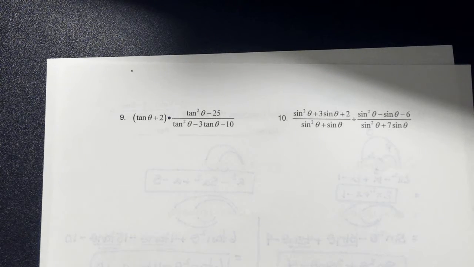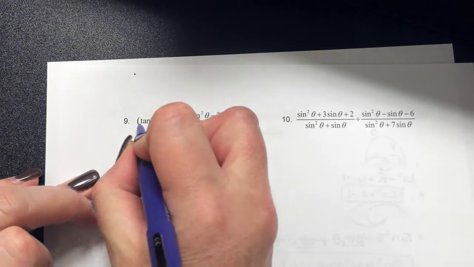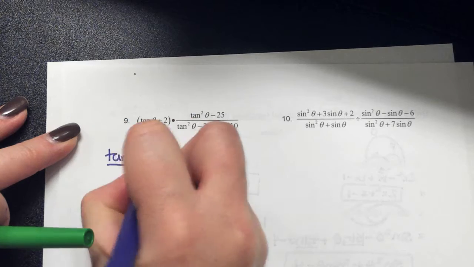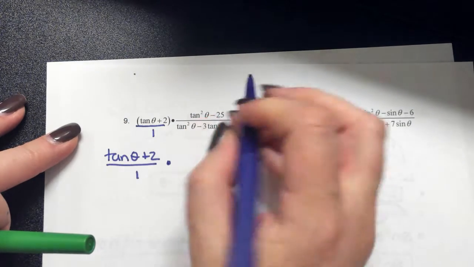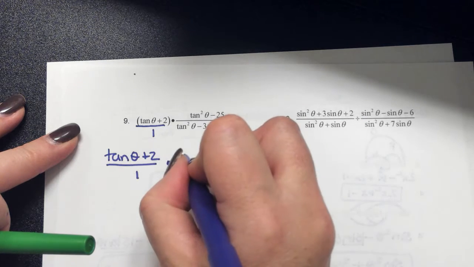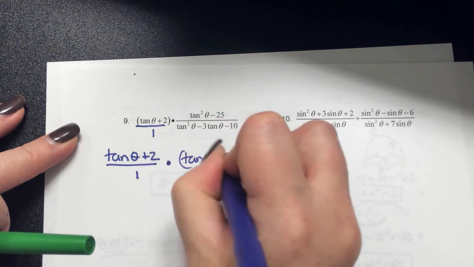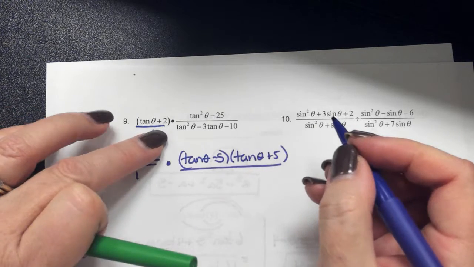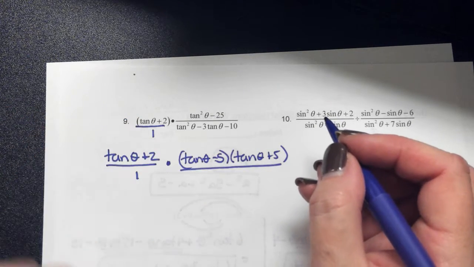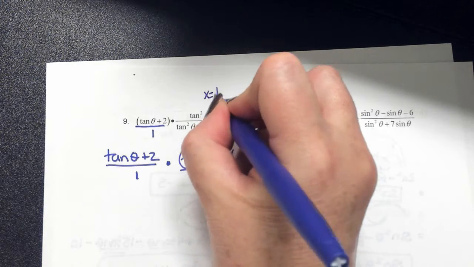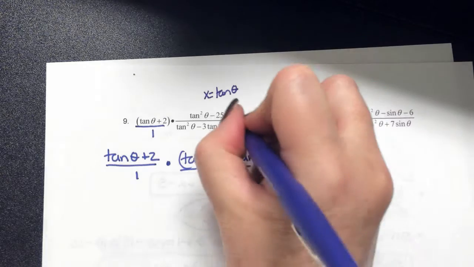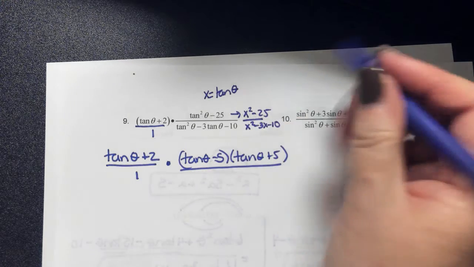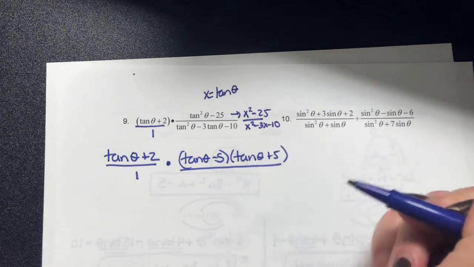So let's take a look at number 9. So for number 9, remember this tangent theta plus 2 is a fraction over 1. So I'm multiplying, so I don't need to flip the fraction that comes after the multiplication sign. Tangent squared minus 25 is a difference of squares. So I can factor it into tangent theta minus 5, tangent theta plus 5, over tangent squared minus 3 tangent theta minus 10. If it makes you feel more comfortable, remember we talked about this, you can always replace a tangent with an x. Deal with this as x squared minus 25 over x squared minus 3x minus 10. Factor it in terms of x, and then you can bring the tangent back in.